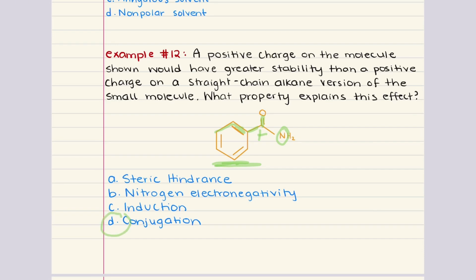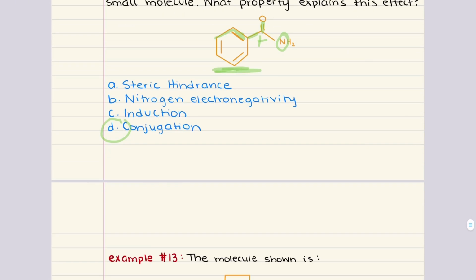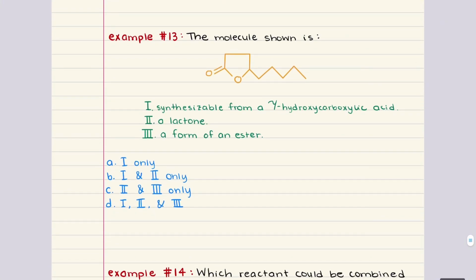So 12 is D. Problem 13 says, the molecule shown is blank. Statement 1 says, the molecule is synthesizable from a gamma hydroxycarboxylic acid. Statement 2 says a lactone, and statement 3 says a form of an ester. Let's start with thinking about statement 1. To assess this, we need to think about how lactones are formed.